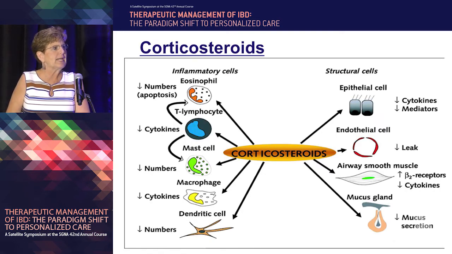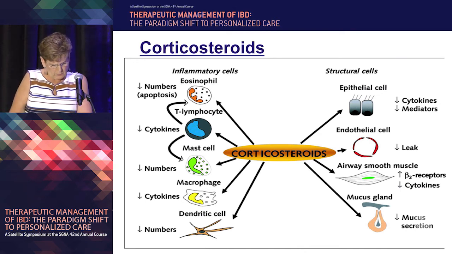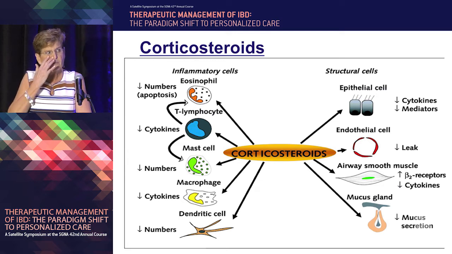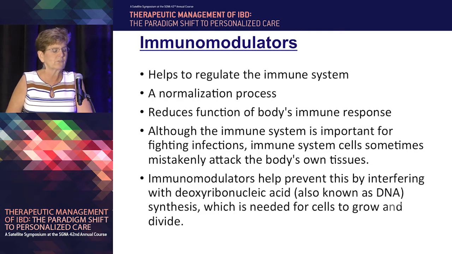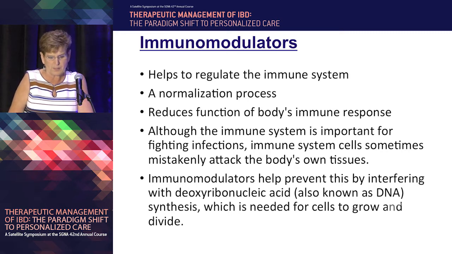Corticosteroids, understand that the body has hormones in it naturally, and the way corticosteroids work is that they block this inflammatory process that is going on through the hormones. It's used for a lot of anti-inflammatory diseases, rheumatoid arthritis and asthma as well, but it's not without its side effects. Immune modulators are exactly what the word sounds like. They help regulate the immune system. It's part of trying to get the process to be normalized by reducing the function of the body's immune response.